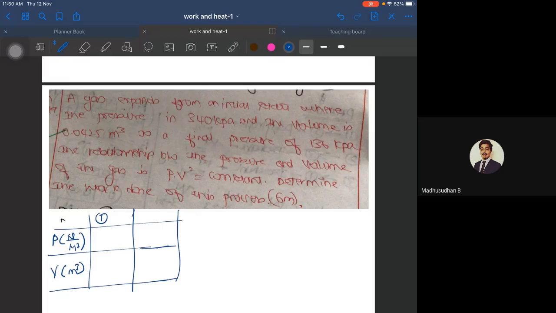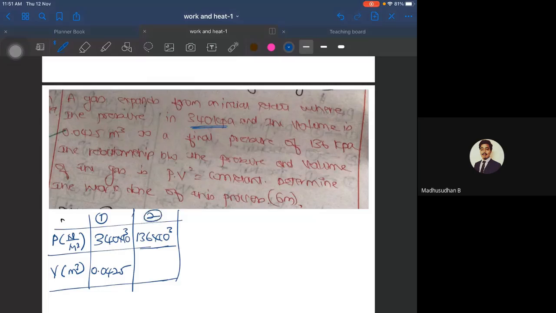How much is the pressure at state 1? 340 kPa, so 340 kPa in the sense it is 10 to the power of 3 Pascal. The volume is how much? 0.0425 meter cube. The final pressure is how much? 136 into 10 to the power of 3 Pa. That is at state 2.